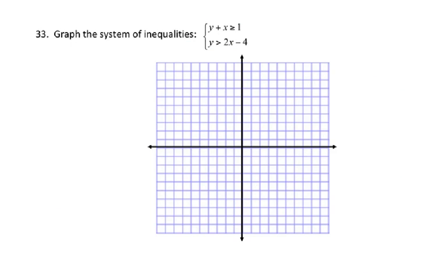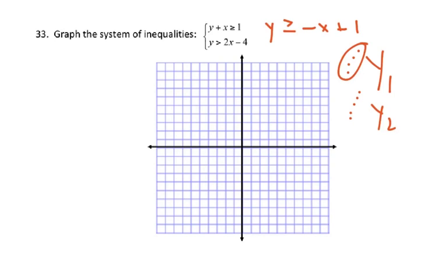Number 33, graph the system of inequalities. As long as your inequalities are in slope-intercept form, you probably could just plug them into your calculator. And if your calculator doesn't have the inequalities program on it, that's okay. You can still figure out which side of the graph gets shaded, because if you look at what's to the left of each y value in the y equals menu, you can put the cursor here and change this.